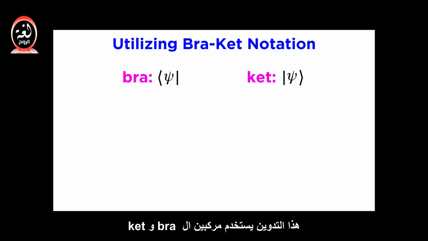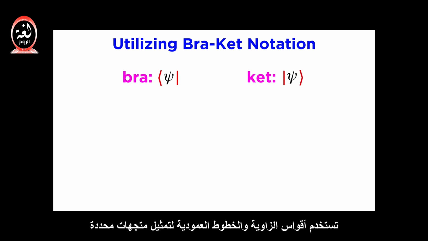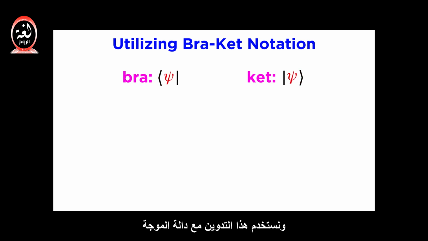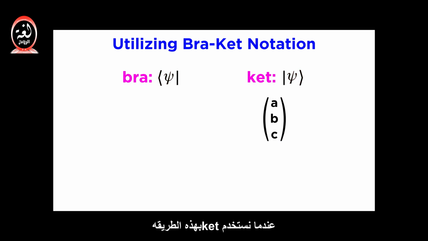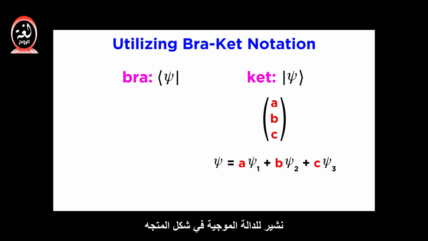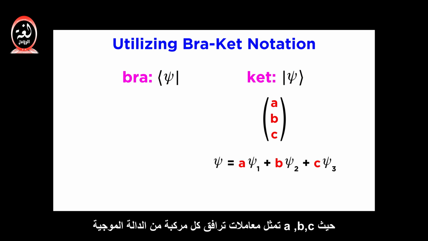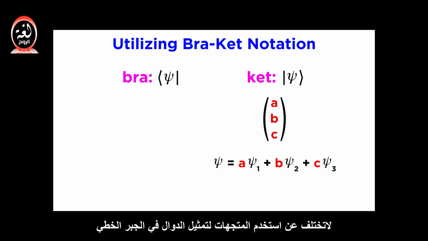Now that we are conceiving of wave functions as vectors, it's time to introduce some new notation, bracket notation. This notation utilizes two constructs, bras and kets. These use angle brackets and vertical lines to represent certain vectors, and we will use this notation with the wave function. When we use a ket this way, we are referring to the wave function in vector form, where a, b, and c can be considered coefficients that accompany each component of that wave function, no different from how we've used vectors to represent functions in linear algebra.